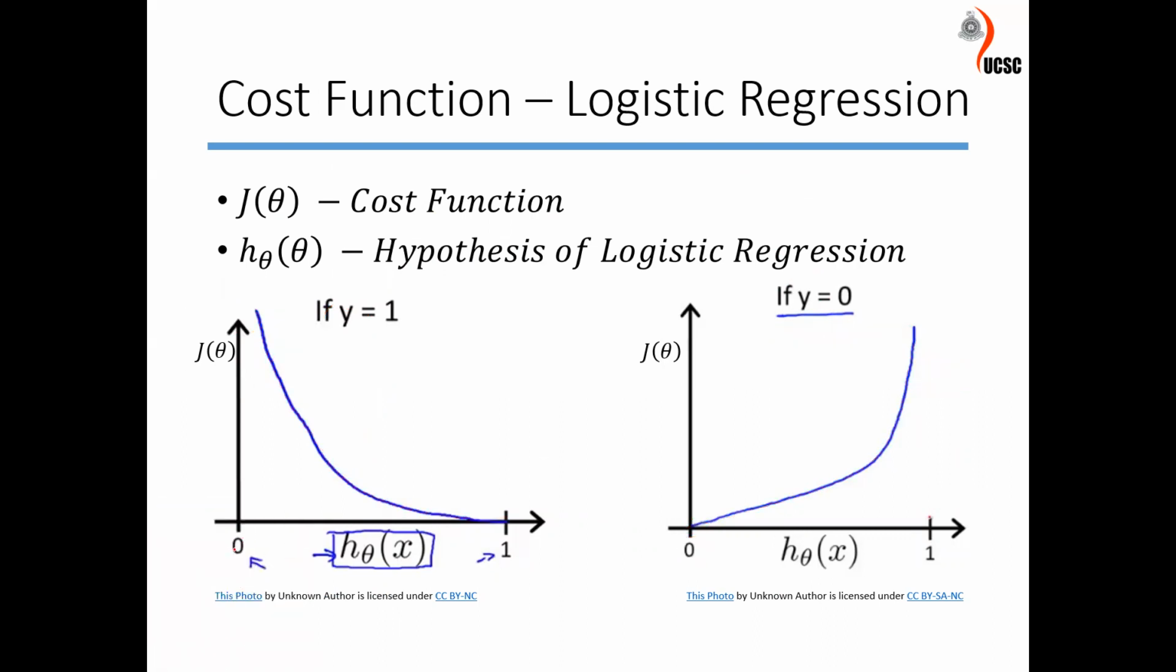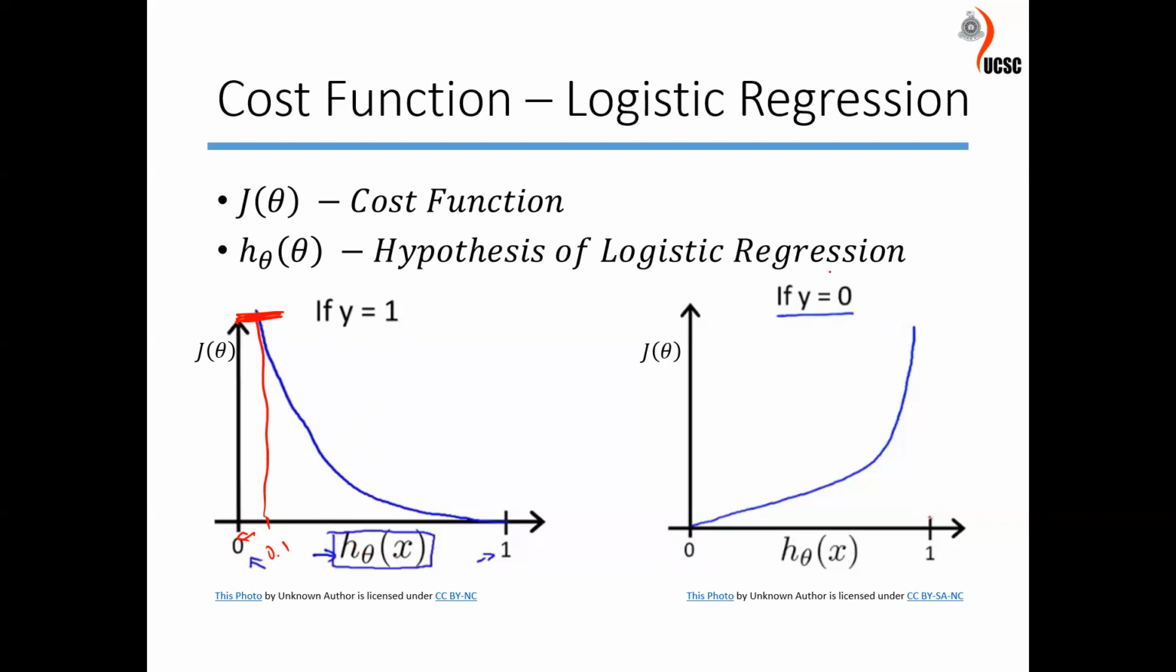Suppose our hypothesis gives something like 0.1 or something like that. That's very near to 0 in that case. So the cost function tells that, okay, now your cost is very high. So this is not the correct classification.